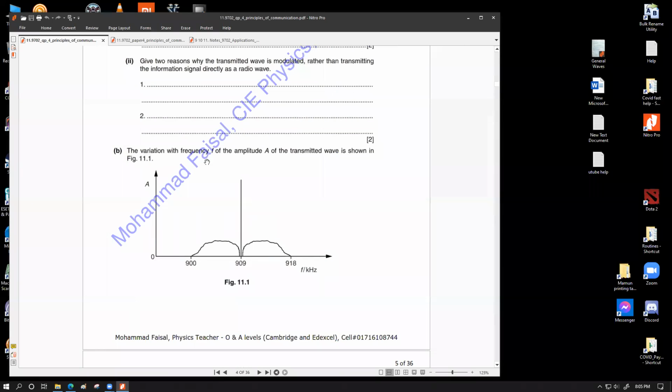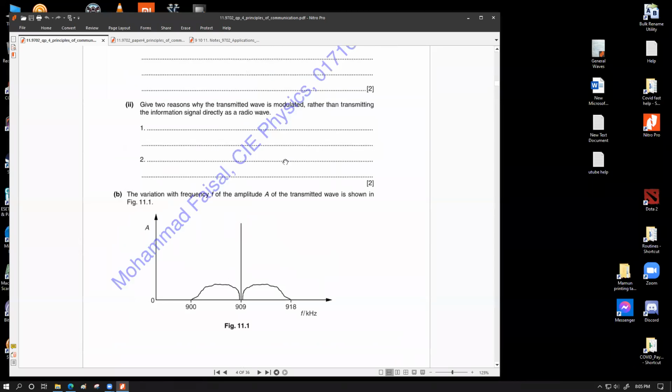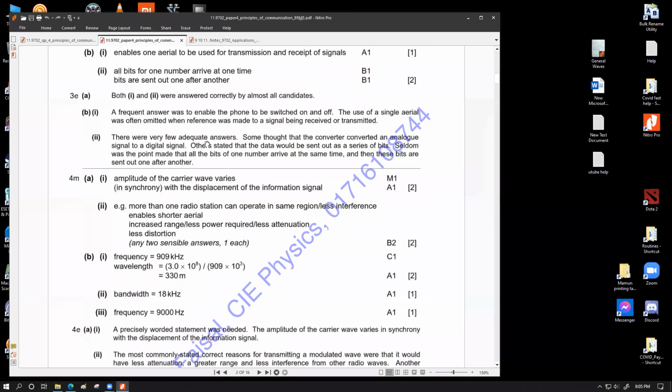Then it says, number 2, give 2 reasons why the transmitter wave is modulated rather than transmitting the information signal directly as a radio wave. So why do we have to do the modulation? There can be a lot of different reasons. There are a lot of advantages of modulation. Here we have some examples. They've given examples because there can be other options as well.